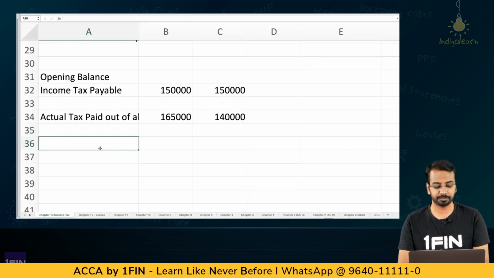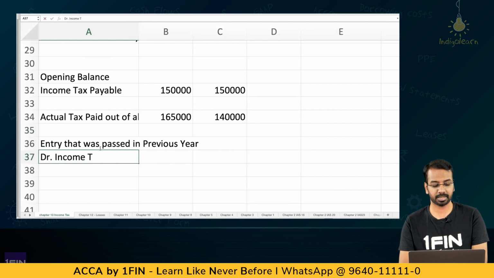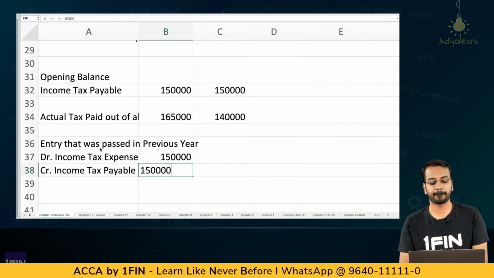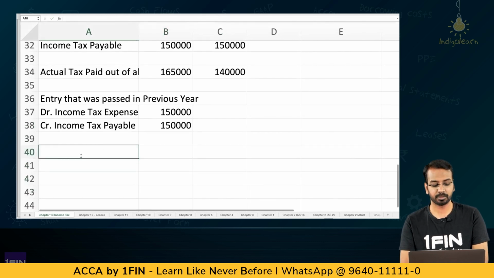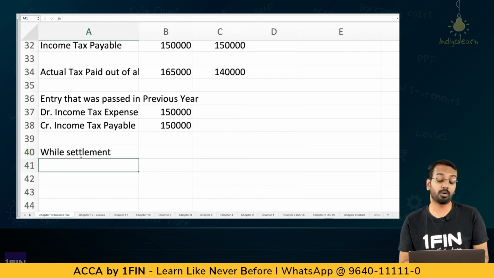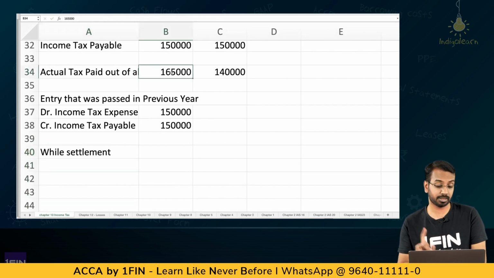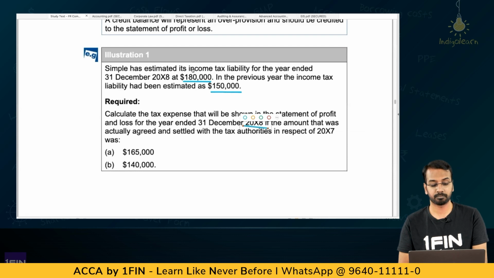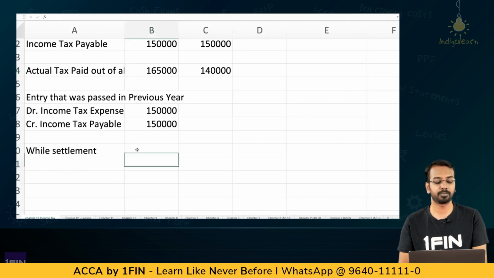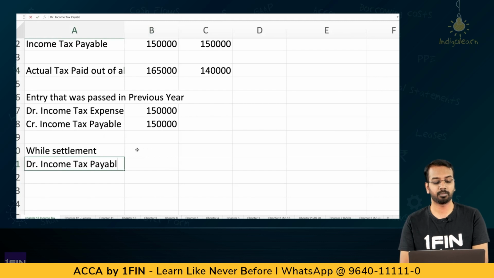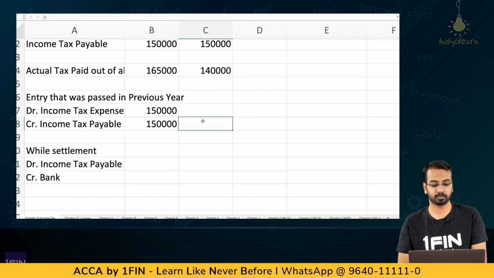Now in the previous year you would have passed debit income tax expense 150, credit income tax payable 150, right? Now while settlement, what is the entry you will pass if you have paid 165? Think of it. Income tax payable to cash. Income tax payable to bank. Income tax payable by what amount?